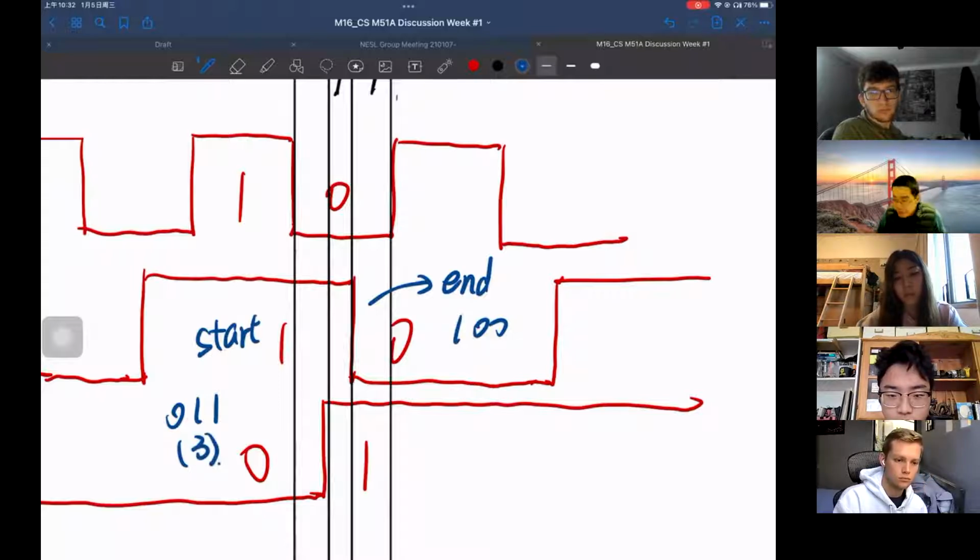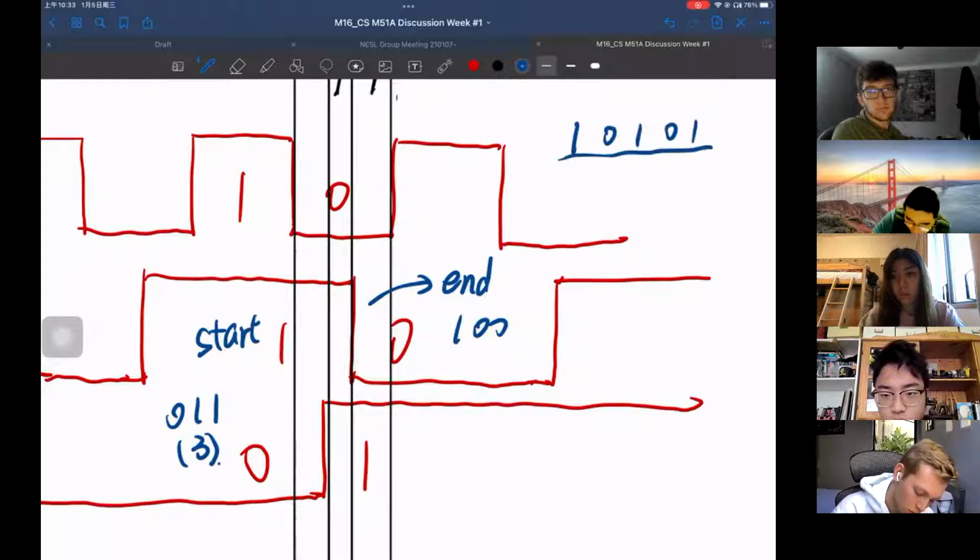Oh, by the way, have I told you how to do this conversion? Let's say I have something like 10101. Then I want to convert this one to decimal. How do I do that?